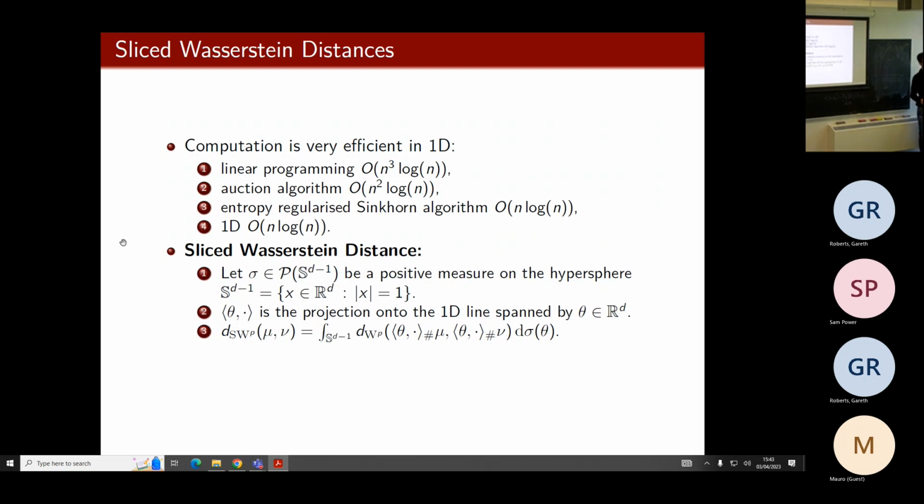I've not seen it, but my guess is there probably isn't a bound, but that's just a guess. Can you pick the sigma to get back to the Wasserstein distance? I don't think so. I'm pretty sure you can't.